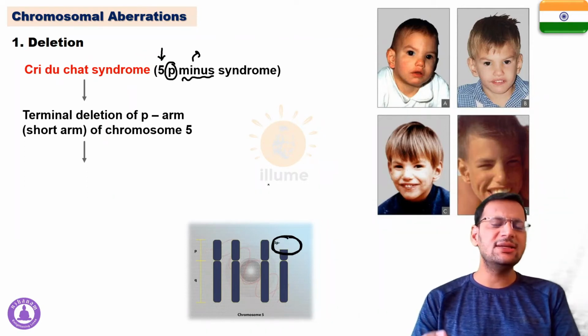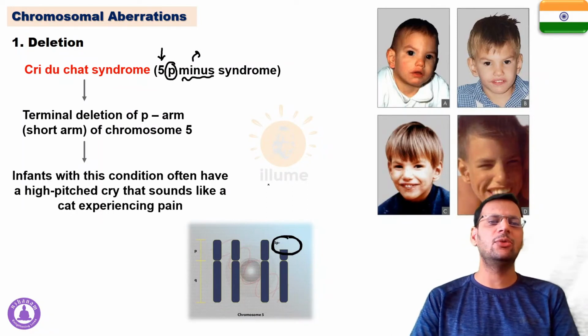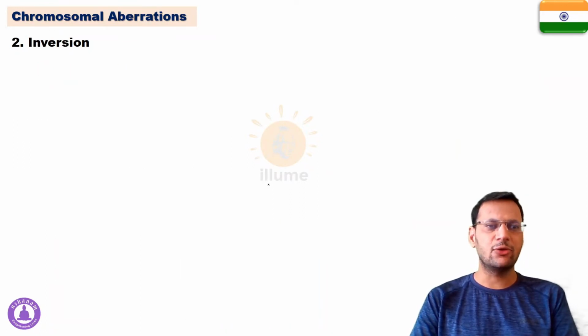Now, why is this called cri-du-chat syndrome? That's because infants with this syndrome, when they cry, sound like a cat experiencing pain. The cry is very high pitched. So remember, cri-du-chat syndrome is 5p minus syndrome, because there is deletion of the short arm of chromosome number 5. That's why it is called cri-du-chat syndrome.